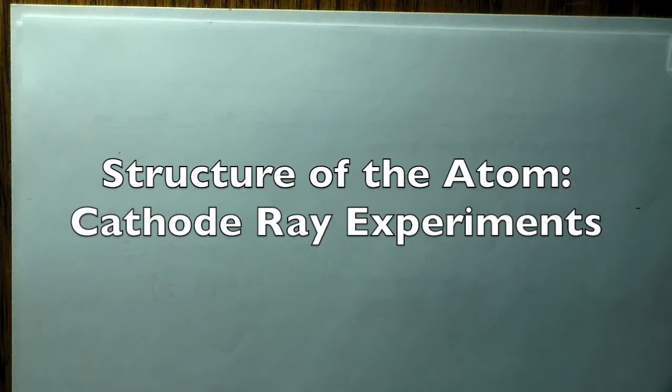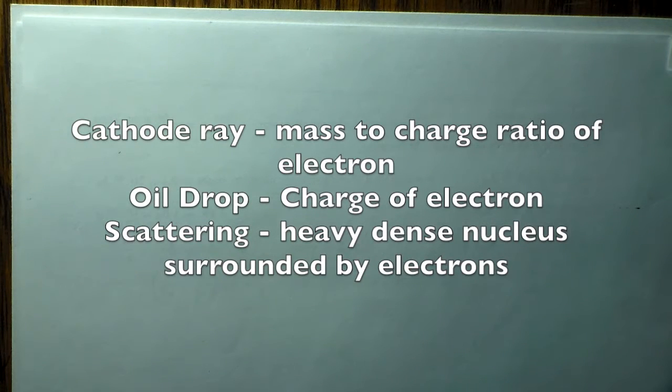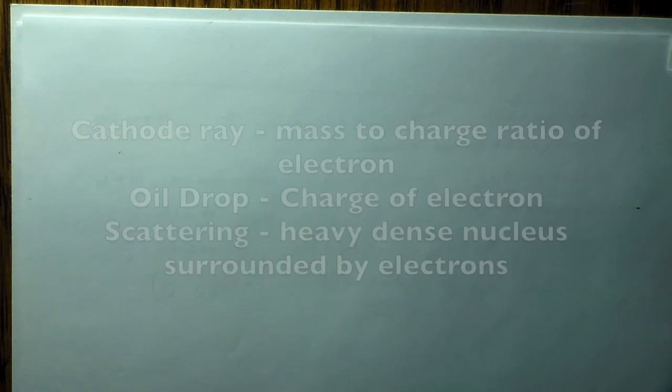Okay, so today we're going to be looking at a series of experiments which were done to help determine the structure of the atom. So first off, we're going to start with the cathode ray experiments, then move on to the Millikan oil drop experiment, and then finally the Rutherford scattering experiments. So first up, the cathode ray experiments.